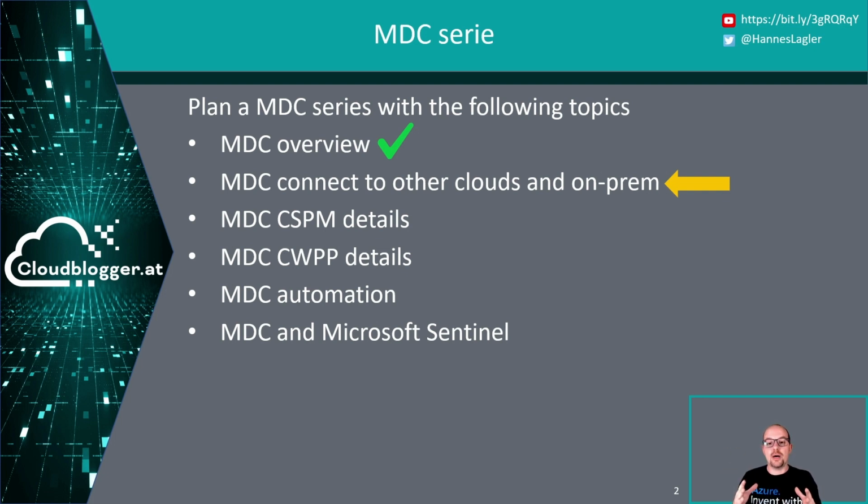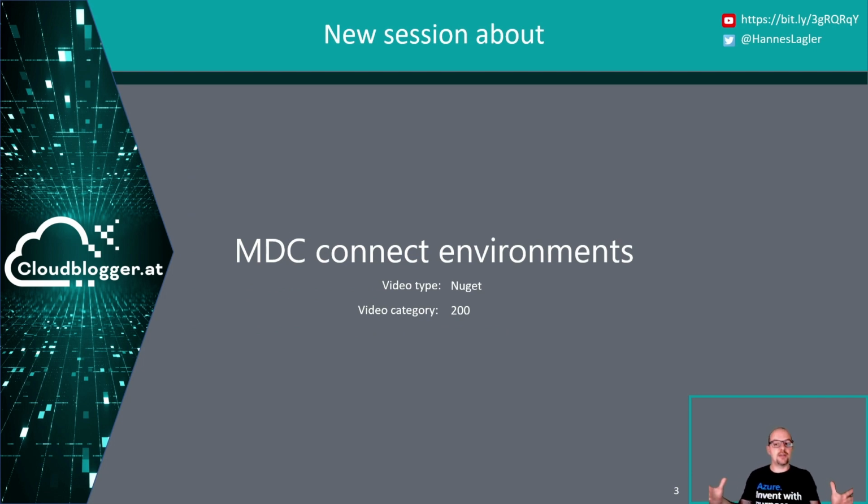Today we are talking about connecting other clouds and on-premise to Microsoft Defender for Cloud. It's a really important topic, and I have planned other topics, other videos for this series. Today: Microsoft Defender for Cloud environments, connecting different environments like on-premise or other hyperscalers. This video is of type nugget, which means it will take approximately 30 minutes, and it's from video category level 200.